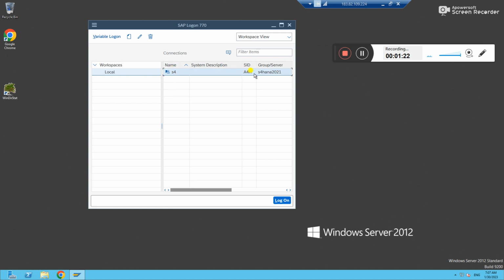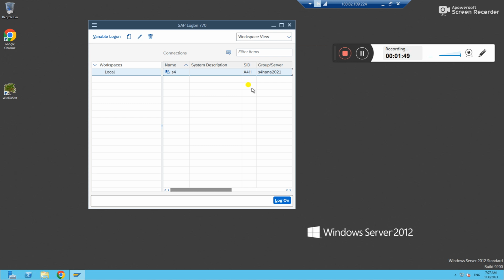A4H is only meant for development. Then maybe A4Q, one more row will be there. It means one more system to log in, and you will have one more system, third one, A4P, in a sense production. So at least three system landscape we should have: development, quality, and production in IT. Otherwise, we cannot work, right?